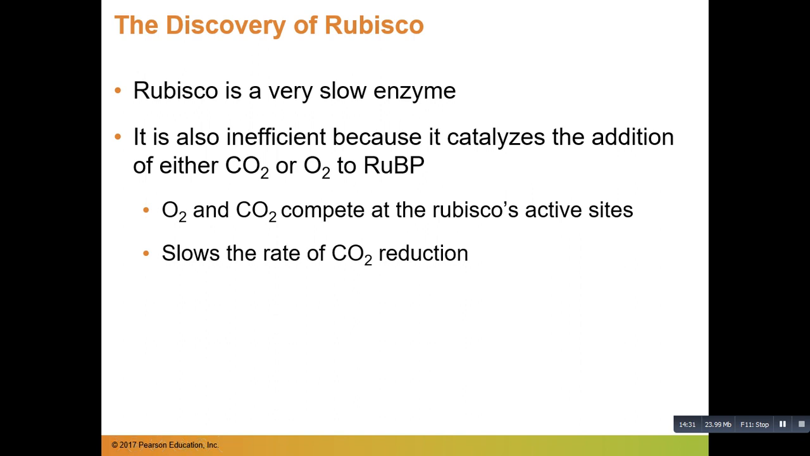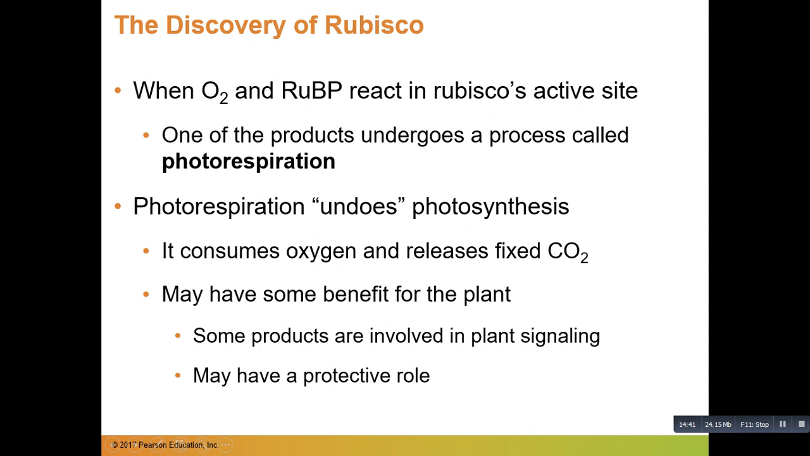Okay, now when oxygen and RUBP react in the Rubisco's active site, one of the products undergoes a process called photorespiration. Respiration is what we've already looked at. It's cellular respiration. We're using oxygen.